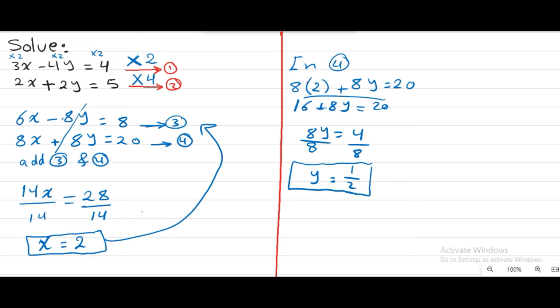So this is the value of x and this is the value of y. We can check our answer by putting x and y both at the same time in one equation. If we get the right hand side, then the values of x and y are correct.